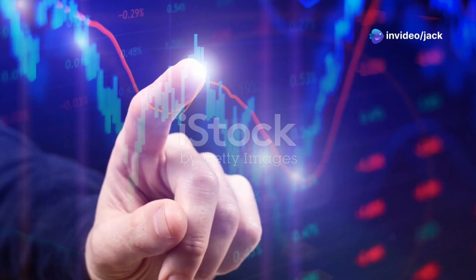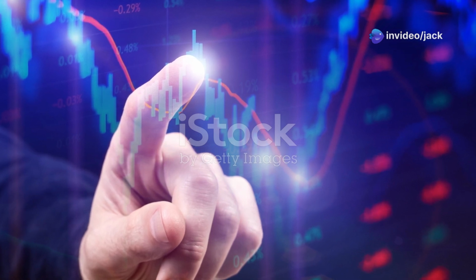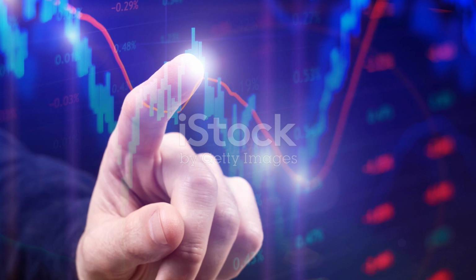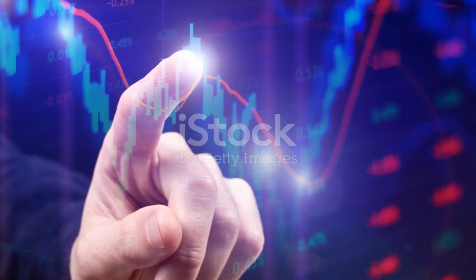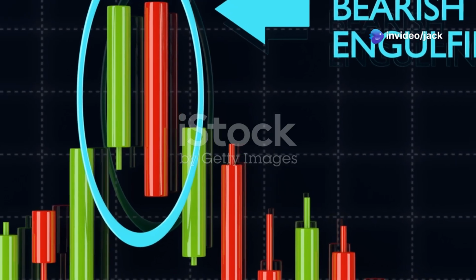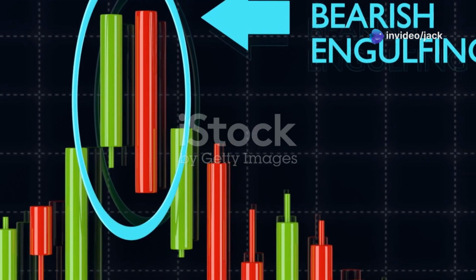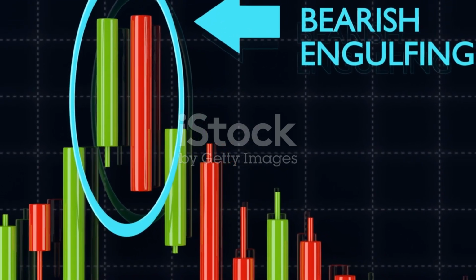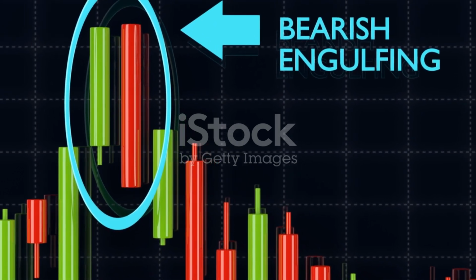You've got your bullish crossovers, which happen when the MACD line crosses above the zero line. This is a strong indication that the market might be entering a bullish phase, and traders often look for these signals to time their entries. Then you've got your bearish crossovers, which occur when the MACD line crosses below the zero line. This suggests that the market might be entering a bearish phase, and traders might use this signal to time their exits or short positions.